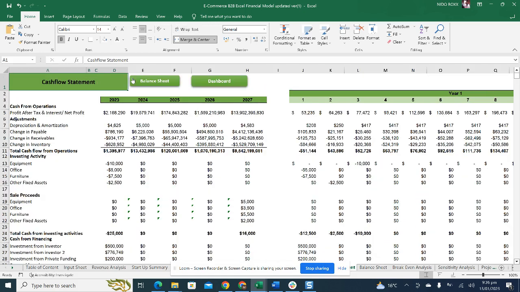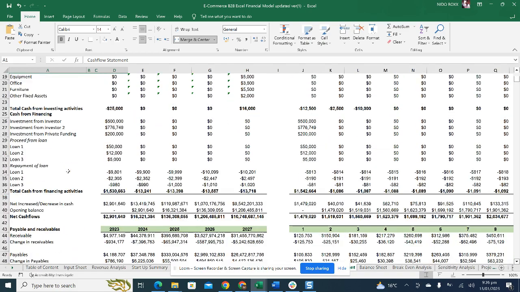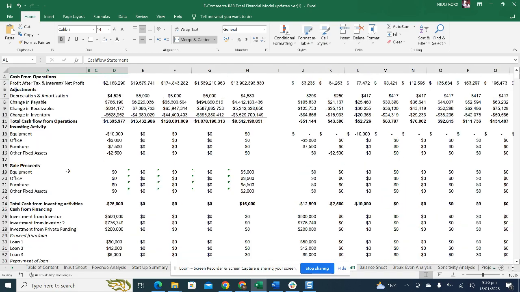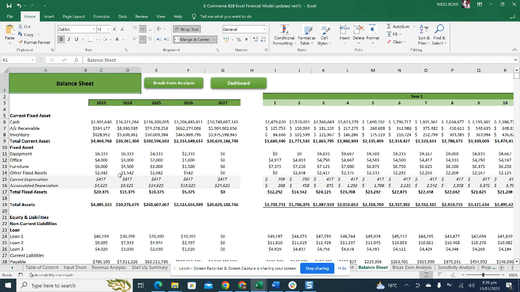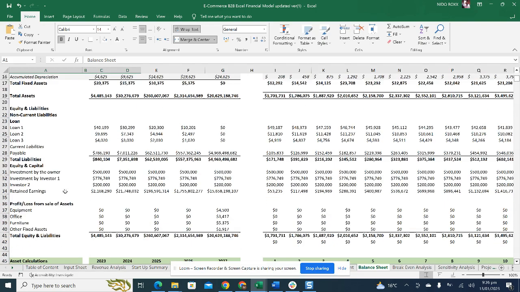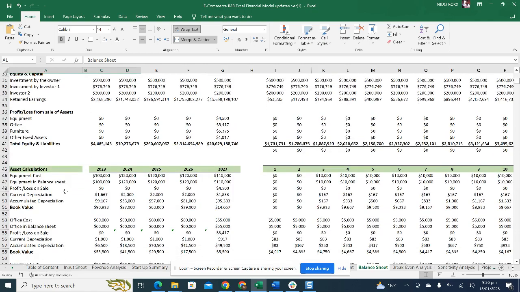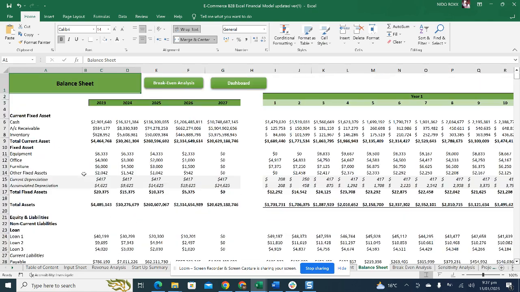Moving on to cash flow statement. It shows inflows and outflows of cash in your business. It includes operational activities, investing activities, and financing activities. Moving on to balance sheet. The balance sheet shows the financial position of your company. It contains all kinds of your assets, equity and liability, and asset calculation of your fixed assets.